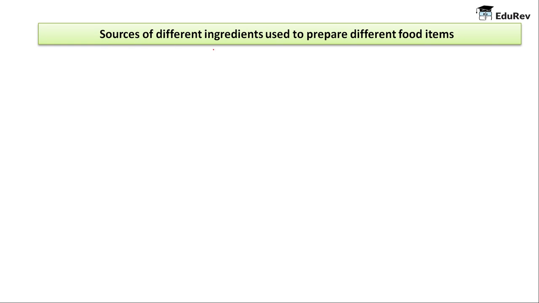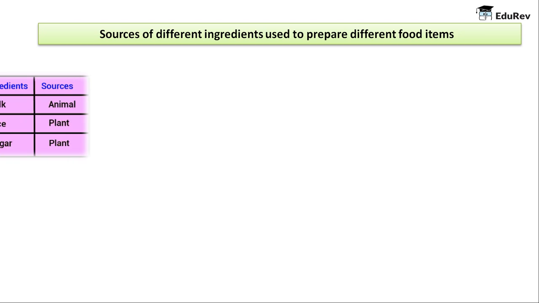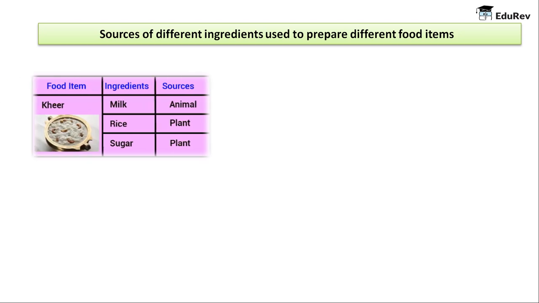Now, sources of different ingredients used to prepare different food items. In the previous slide, we discussed the food item kheer and the ingredients involved in making kheer. Now, identify the sources of these ingredients which are used to make kheer. Milk. Milk is an animal product. Rice. It is a plant product. Sugar. It is a plant product too. Sugar is derived from sugarcane.